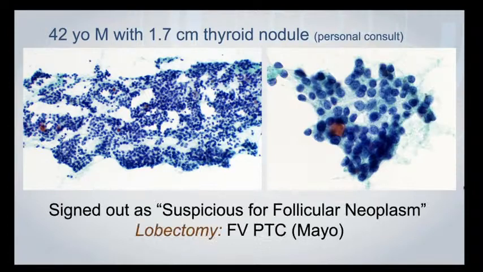So I called it suspicious for a follicular neoplasm. But this underwent a lobectomy at the Mayo Clinic, where it was signed out as a follicular variant of PTC. And it just goes to show you how very subtle the nuclear features of the follicular variant of PTC can be. You just don't see quite the wide spectrum of nuclear changes in a follicular variant as you do in the classic variant of papillary thyroid carcinoma.